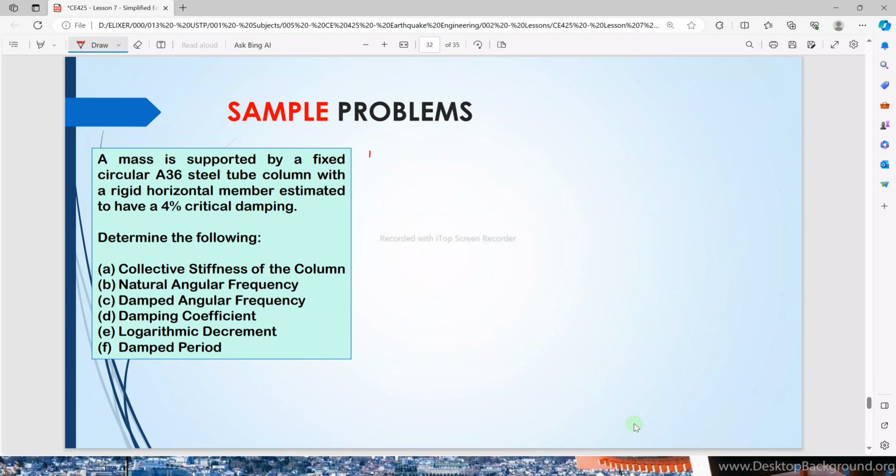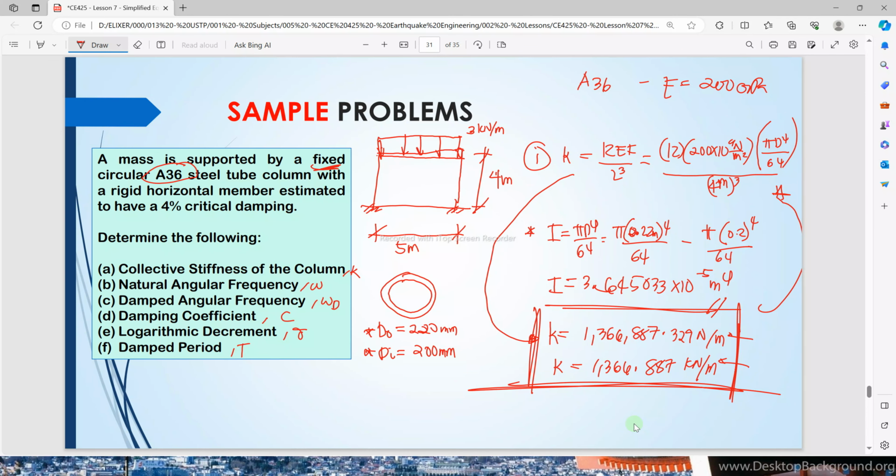Next, we have to solve the natural frequency omega. This is equal to the square root of K over M. So we have the square root of our K, 1,366,887.329 Newton per meter, over the mass. If you notice, the mass is like this. We have 3 kilonewton per meter, and then it is distributed over 5 meters.